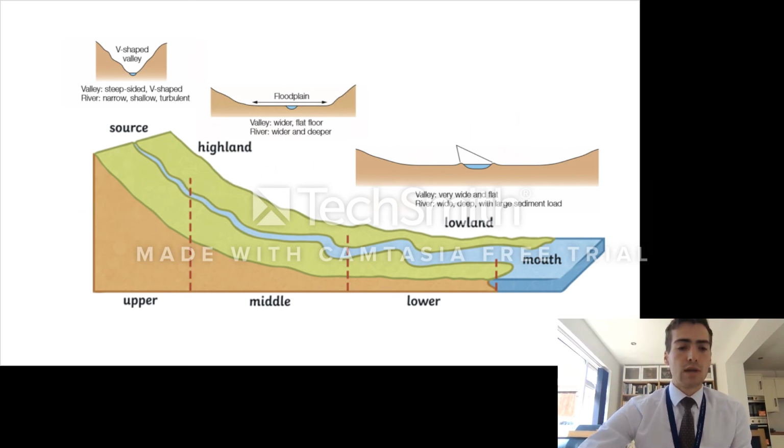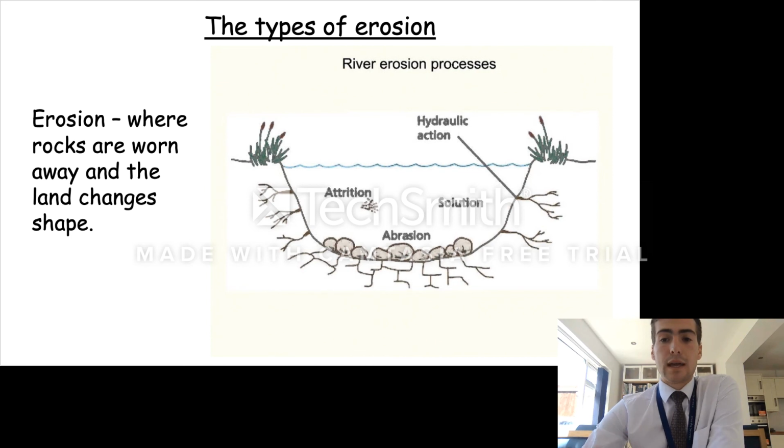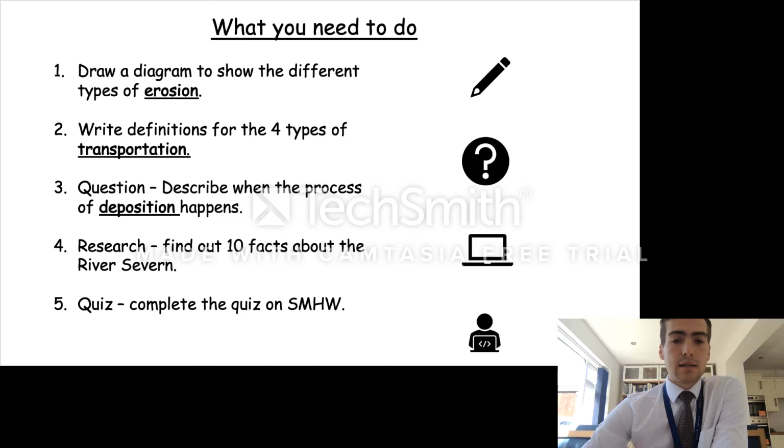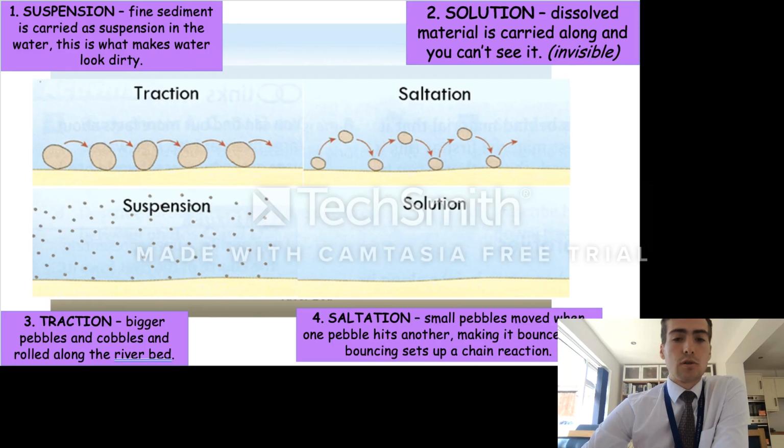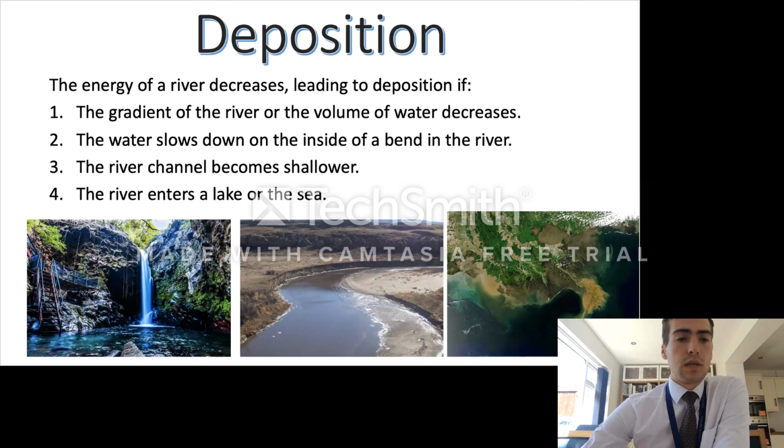So just to recap what you need to do now for your task. Some of you might have been doing it as you've gone along with the video. First thing you've got to do is draw a diagram to show the different types of erosion. So that is drawing a diagram similar to this one here. Maybe add some extra detail from those other slides. The second task I want you to do is write definitions for the 4 types of transportation. You can use this information there to help you with that one. Task 3 is a question. Describe when the process of deposition happens. So you could use these 2 slides here.